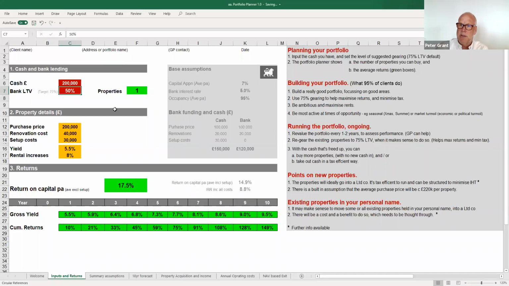And I always say, if the banks would give me 100%, I'd just buy everything myself, but they won't give me 100%. So what will they give me? That's my philosophy on LTVs. But we'll put it back to 75%.